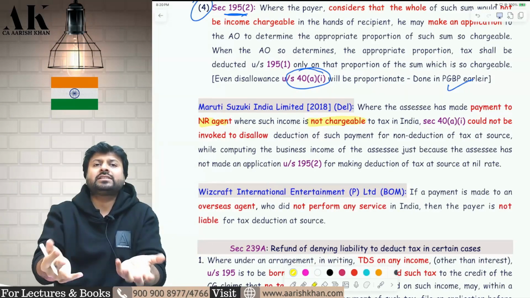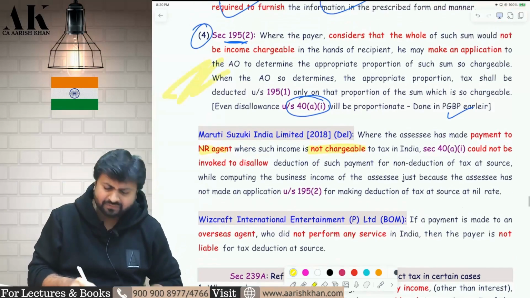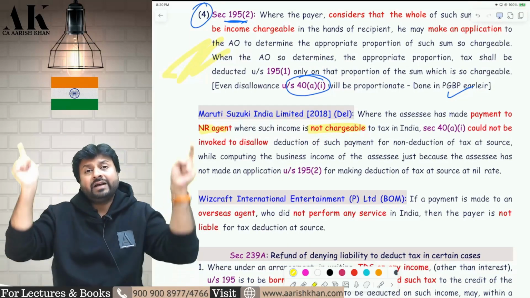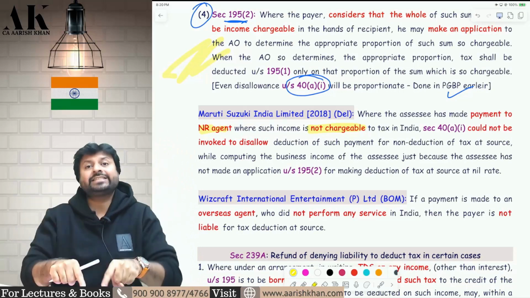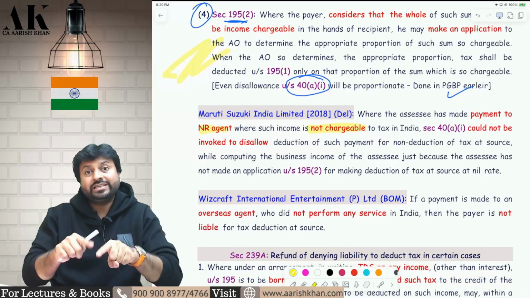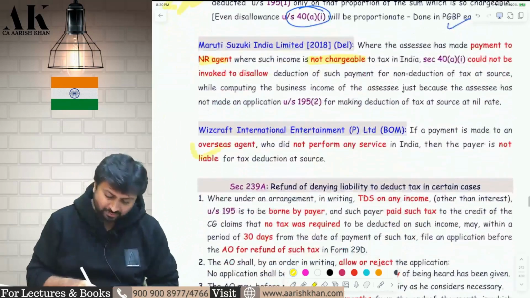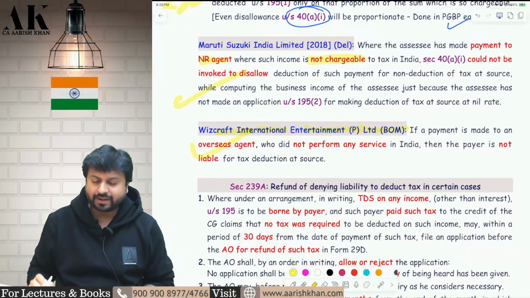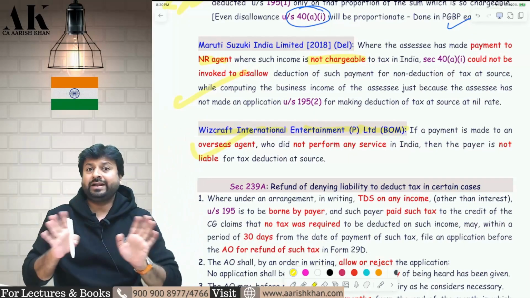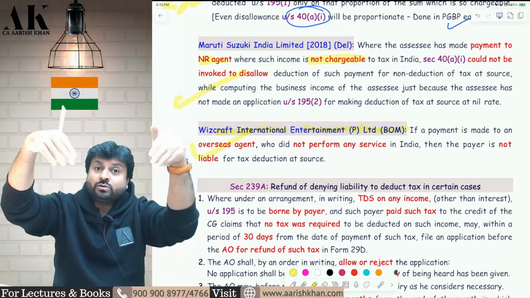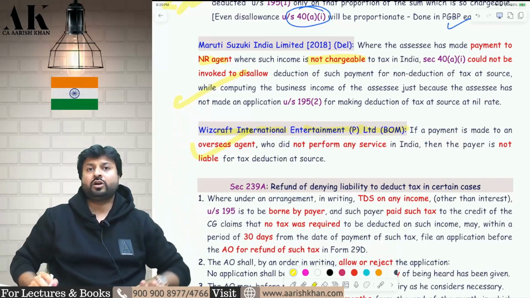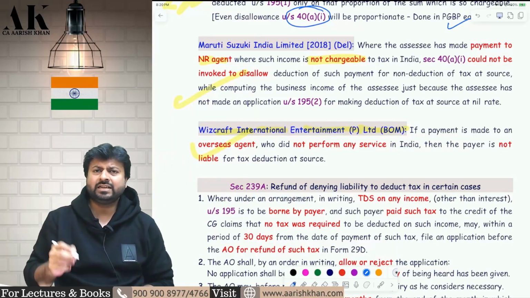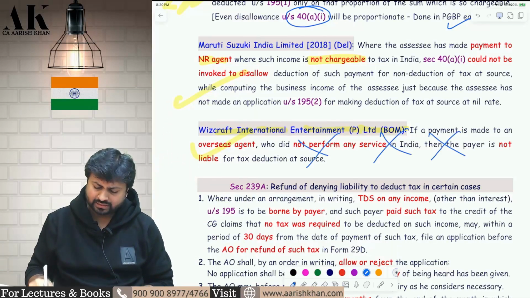And if the question of TDS does not arise, why will I make an application under 195(2) and why will you disallow that expense? The disallowance is only possible if I am liable to deduct tax, and TDS deduction is liable under 195 only if the income is chargeable in the hands of the non-resident. So both these case laws talk about a similar point. Similarly, in Viscraft International Entertainment Private Limited also, the non-resident was not providing services in India. He was providing services outside India. Therefore, the income of the non-resident was not liable to tax in India, and because the income was not liable to tax in India, the payer in India was not liable to deduct the TDS.